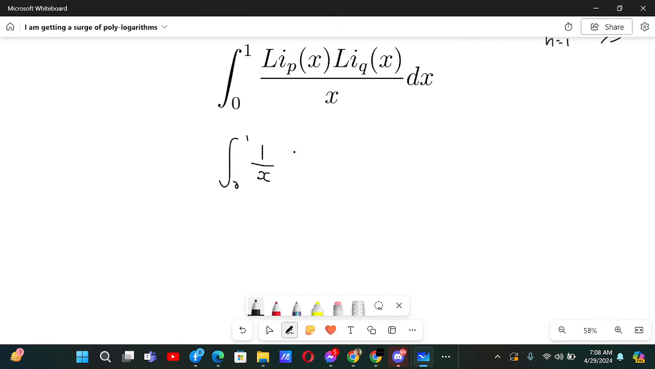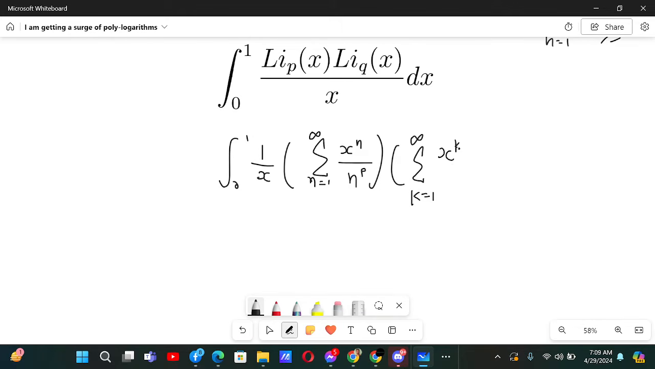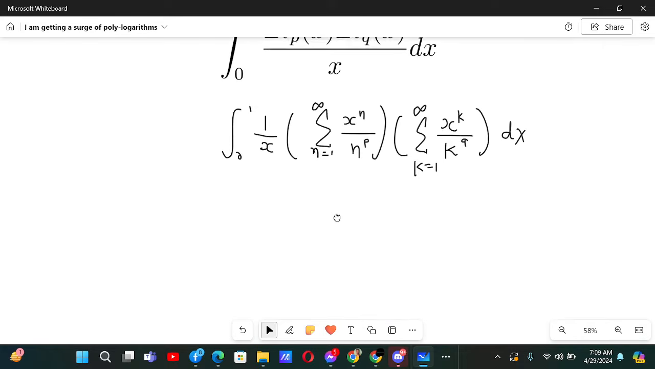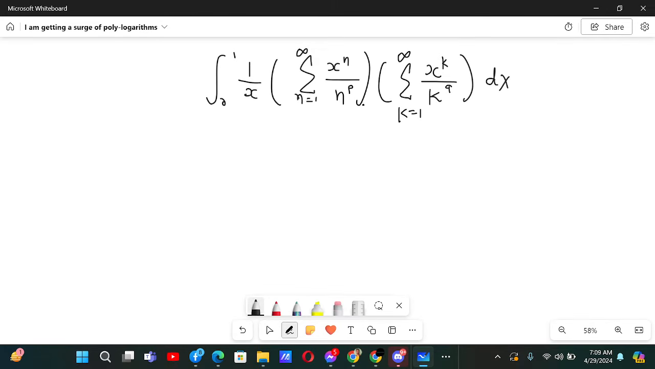Now we know that Li_p is the sum from n equals 1 to infinity of x to the power n by n to the power p, and Li_q is the sum from k equals 1 to infinity of x to the power k by k to the power q. So we have used the sum definition of polylogarithms. Now, from the dominated convergence theorem, we can swap the sums and integrals. Let's take the sum outside and the integrals inside. This is normally used in most places, just to simplify things.